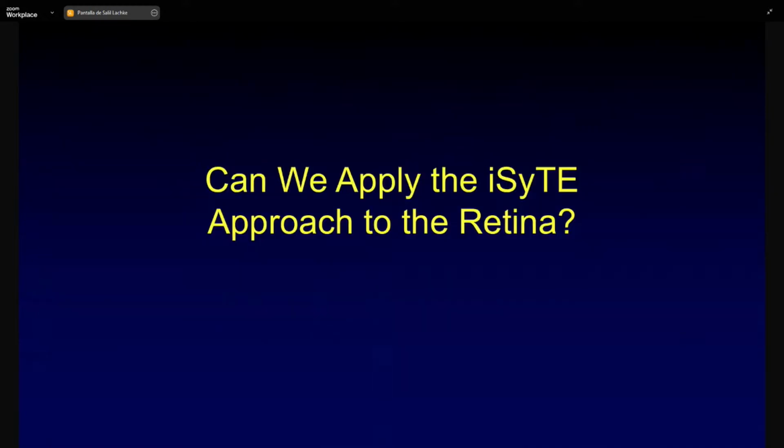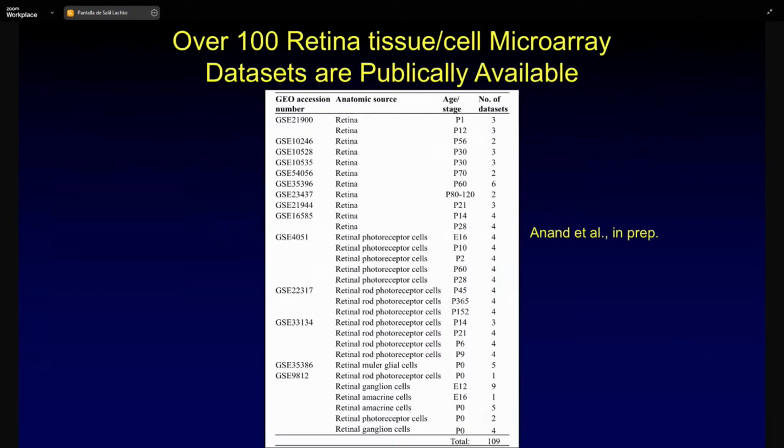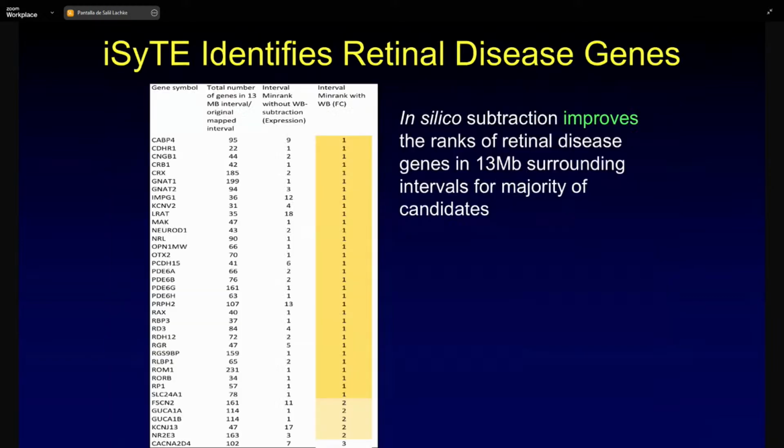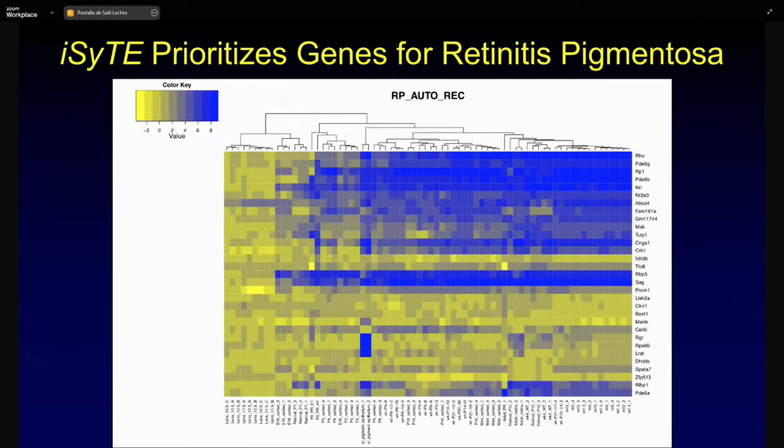So, of course, the important question is, can we use this iSyTE approach for the retina? We have looked at published or freely available retina data sets, which have not been analyzed in this sort of meta-analysis manner. We have analyzed them, and you can see that, for example, with whole body subtraction, the top list of genes are all enriched for eye and retina development. You can again do a retrospective analysis, and you can easily find the genes which are linked to human retinal defects.